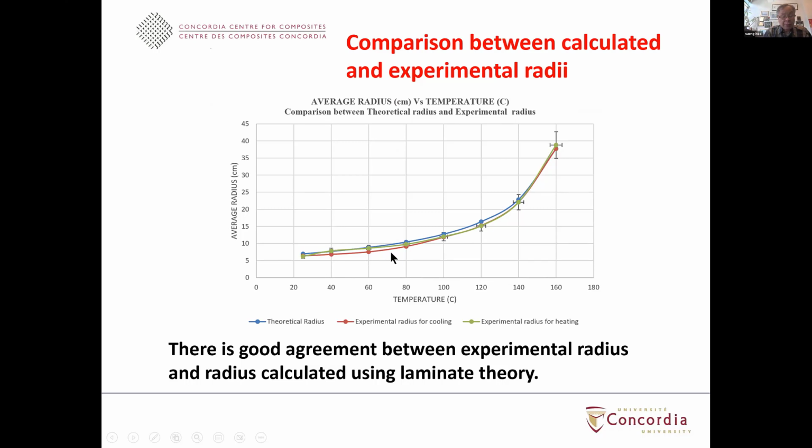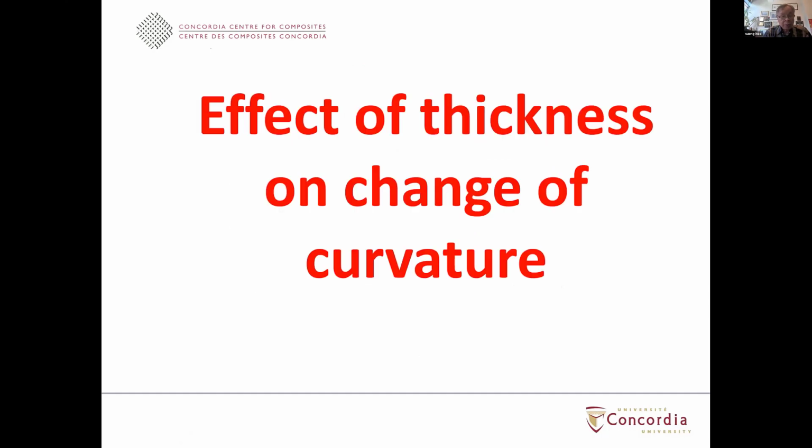But this is for the case where you have a very thin laminate, only 2 layers, 0-90. And for practical structures, normally the laminate is thicker. So we would like to see, in the case of practical applications, whether the effect of the temperature and the moisture is significant or not. So we take a look into the effect of the thickness on the change of the curvature.